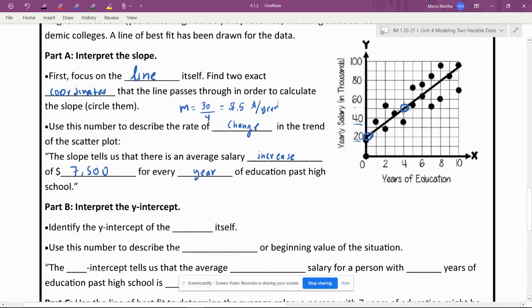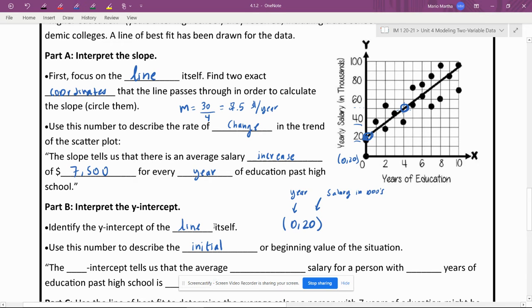It says identify the y-intercept of the line itself. Again, the line itself, not the points that are scattered all over the place. All right, so it says use this number to describe the initial or beginning value of the situation. So again, in this case, it seems to me like it's about 0, comma 20. All right, so that's our B. So 0, comma 20. And again, this would be year 0, right? And then this would be the starting salary, or the salary in the thousands, right? So in the thousands. Okay.